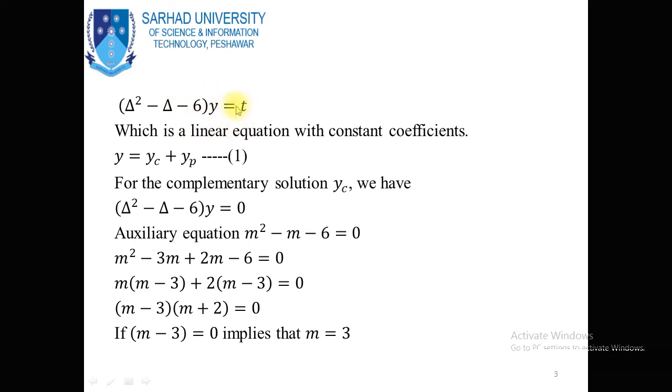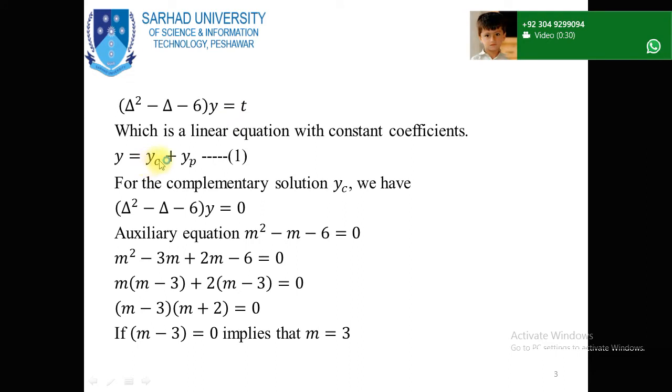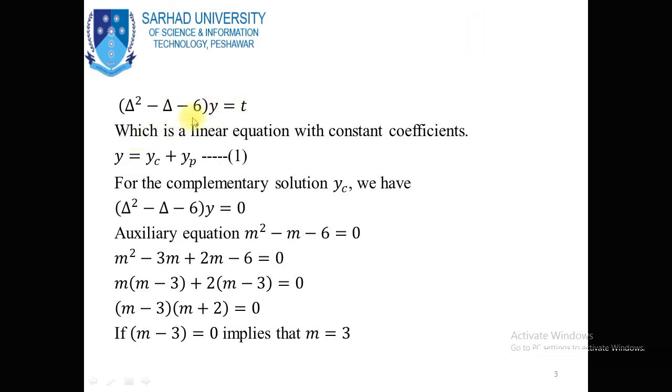Now this is a non-homogeneous second order linear differential equation with constant coefficients. This equation has two solutions, the complementary solution and the particular solution. First of all, to find the complementary solution, we take the homogeneous part, del square minus del minus 6 into y is equal to 0. This homogeneous equation has two solutions. One is the trivial solution, y is equal to 0, and for the non-trivial solution we consider the auxiliary equation m square minus m minus 6 is equal to 0.